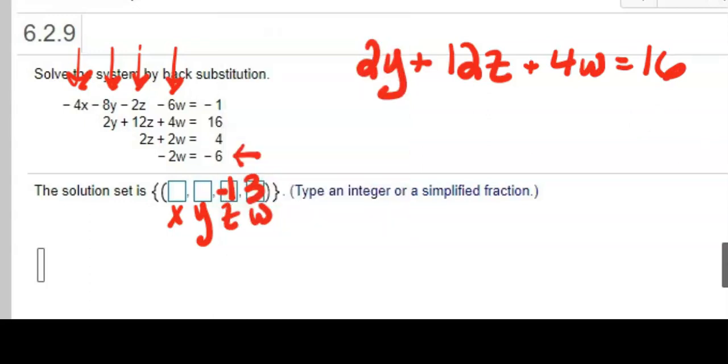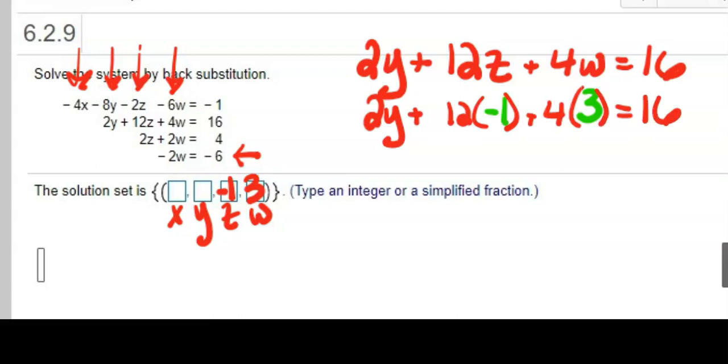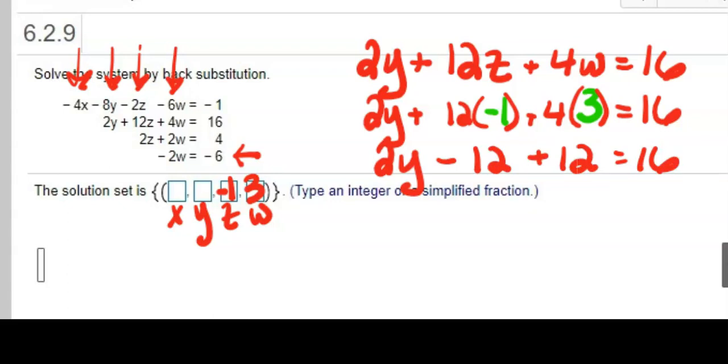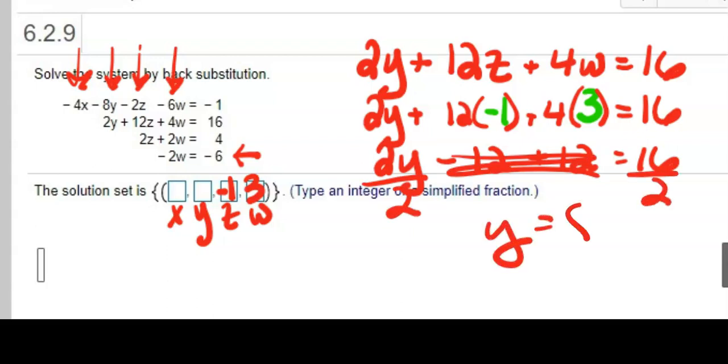All right, so the next one says 2y's plus 12z's plus 4w's must be 16. Well, I happen to know that w is 3 and z is negative 1. So if I go back in, 2y's plus 12z's plus 4w's needs to give me a 16. So 2y's minus 12 plus 12 needs to be 16. Well, minus 12 plus 12 is 0. So divide both sides by 2, and I get y equals 8. So now I know this part.